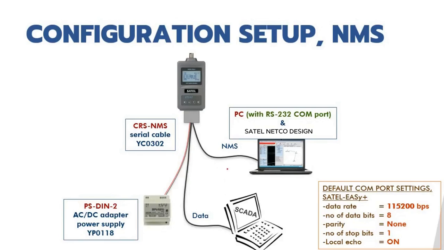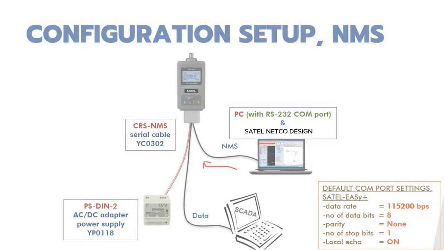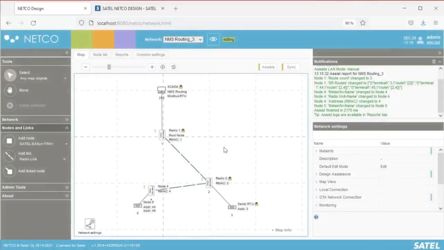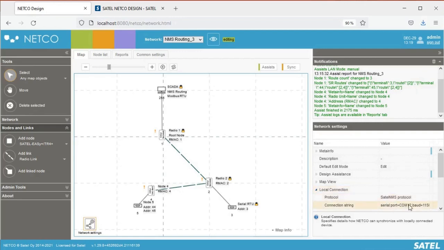If you have the NMS cable, you can use the NMS branch in order to send the configuration from the software to the device. Currently in use COM port settings can be configured to the software from the network settings and local connection.